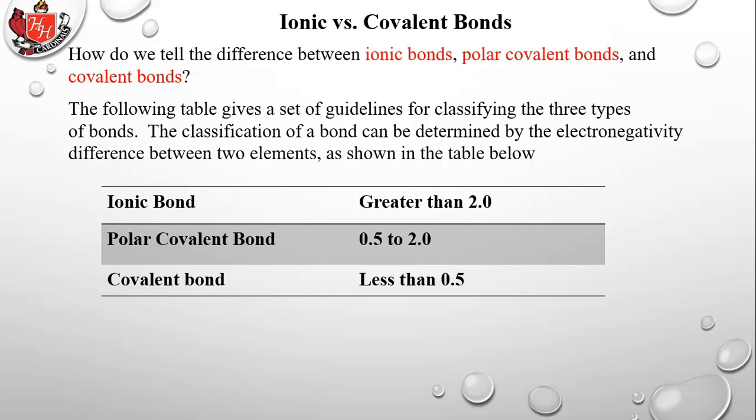And finally, if you took any diatomic molecule like O2, there's no electronegativity difference. Both atoms have a 3.5 electronegativity, so there's no difference between them. They're both equally strong, and therefore that's going to be less than 0.5, and so that would just simply be a covalent bond.